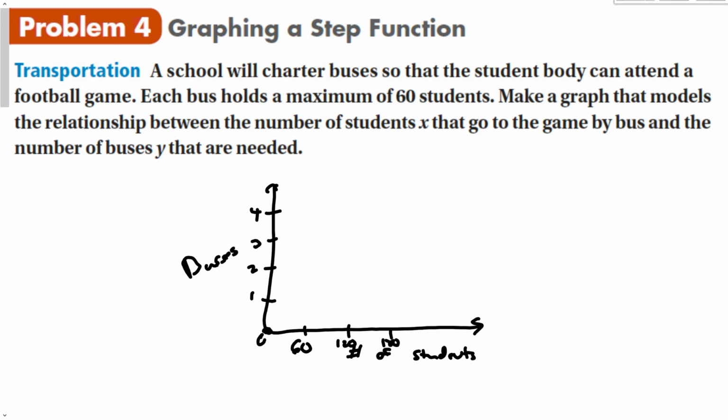So if there's 0 people going, you don't need any buses. As soon as there's one kid who wants to go, you need a bus. And we're going to have the same number of buses up until 60 people. As soon as we have more than 60, we now need another bus. So at 60 people, we don't need 2 buses. At 60 people, we still need 1 bus. But at 61 people, or anything more than that, we need a second bus, all the way up to 120.